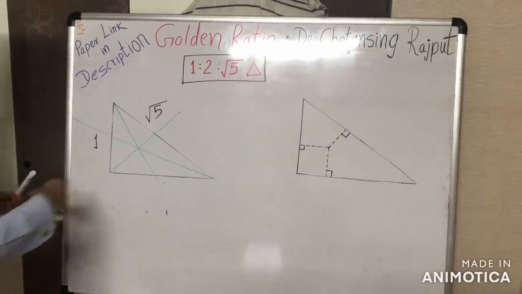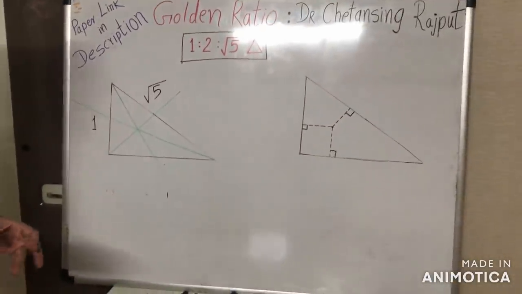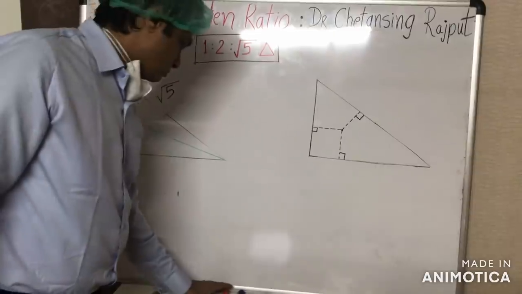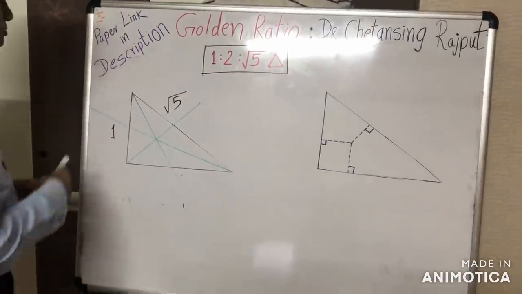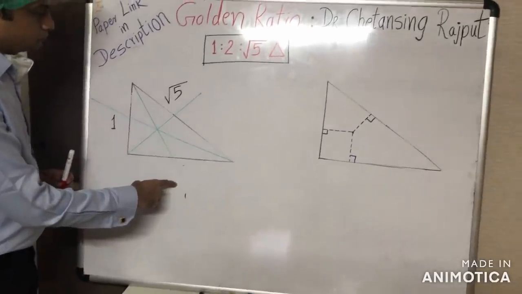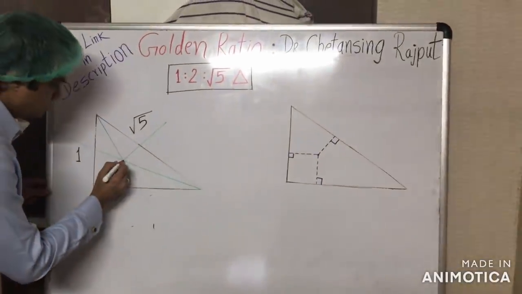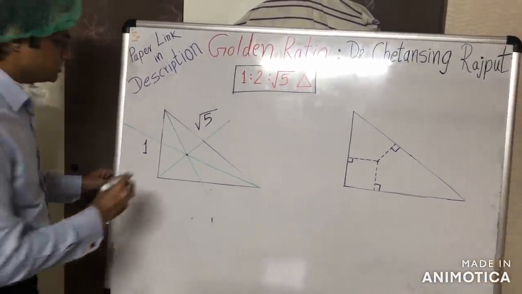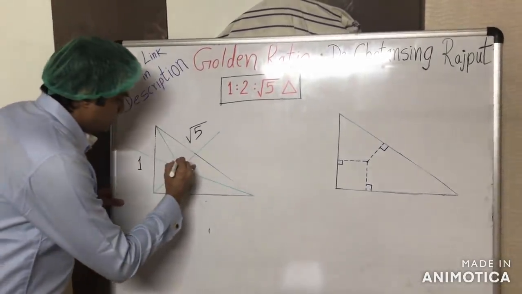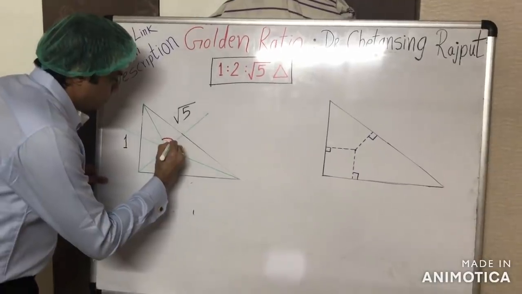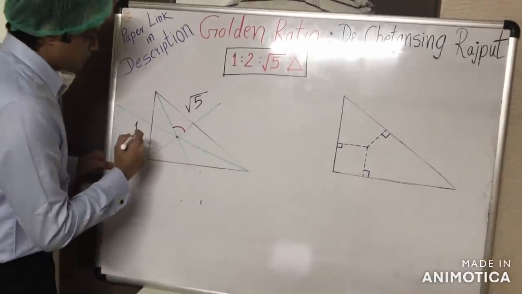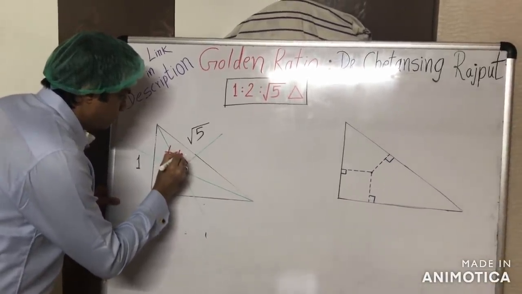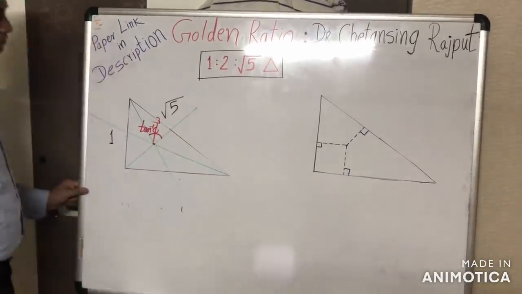Here, these green lines are the angle bisectors of the three angles of this 1 to root 5 triangle. And I would like to mention the angles between these three angle bisectors. They meet here at the incenter I. See the angles between them, like this angle here, the angle between two bisectors. This angle is precisely equal to arctangent of phi cube.